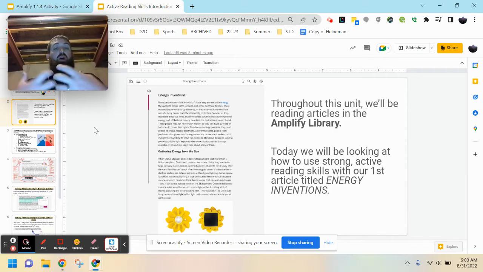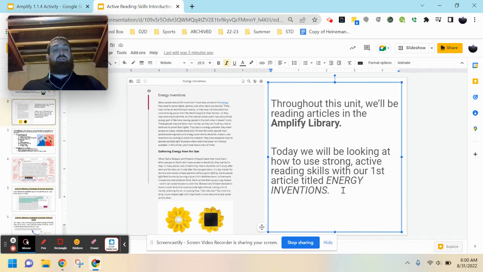Now, all the articles that we're going to be reading throughout this unit and really throughout the year will be found in our Amplify library. Today, we're going to be looking at how to use some strong active reading skills and how to navigate the page with our very first article titled Energy Inventions, again, to help us with our rescue workers and their problem.